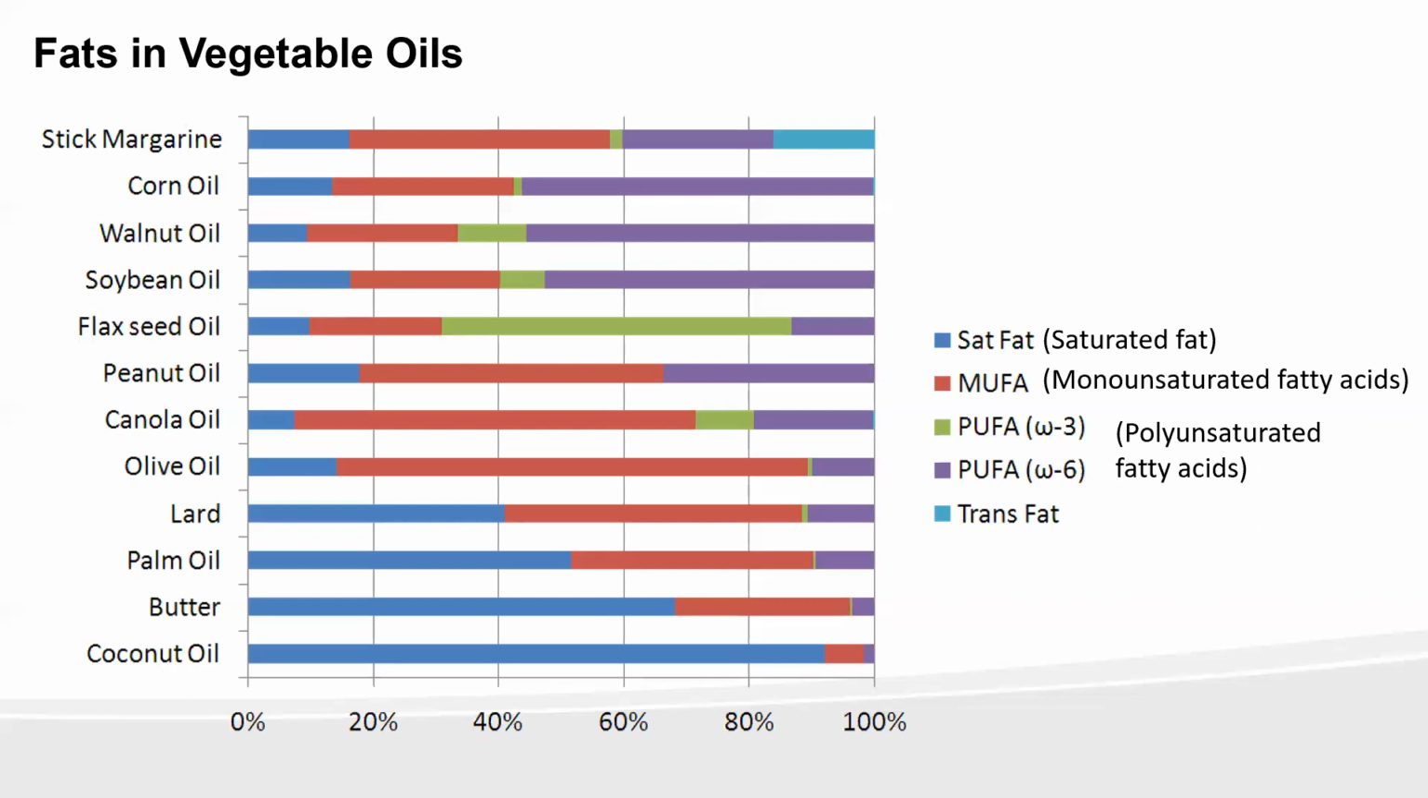Olive oil in particular, and we're going to talk about olive oil today, and canola oil are very, very healthy alternatives to a lot of these other options. They tend to have a lot of other phytochemicals in there that probably have health effects.